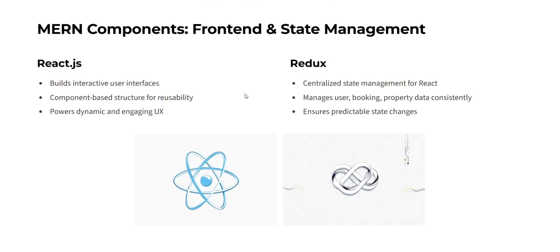Next we'll see about the MERN components, front end and state management. React.js handles the entire front end of the application. It uses a component-based structure, meaning the UI is broken into small reusable parts like search bars, property cards, booking forms, etc. So this makes the design cleaner and easier to maintain. Redux is added for state management. It stores the shared information, for example, the logged in user's data, selected dates, and booking details. This ensures a consistent and stable user experience.